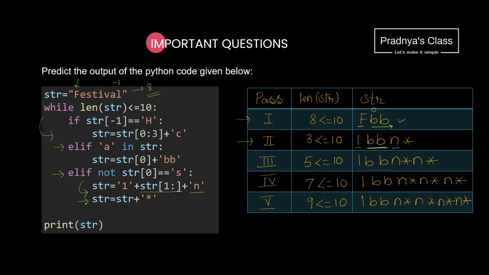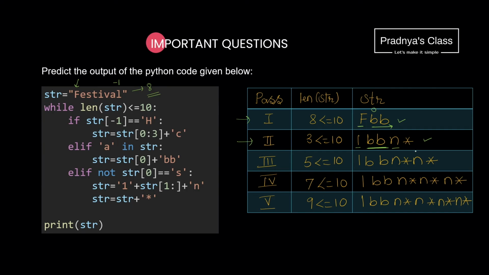There is one more statement. We are concatenating star to the previous string. Alright, here is the previous string. We are adding star to it. Ultimately here is the final string in pass 2. Let's work out the next pass.